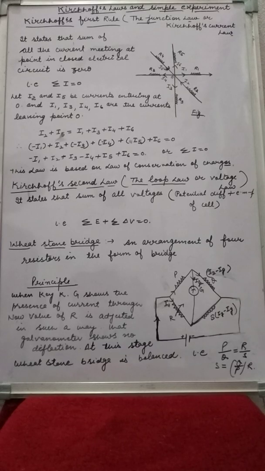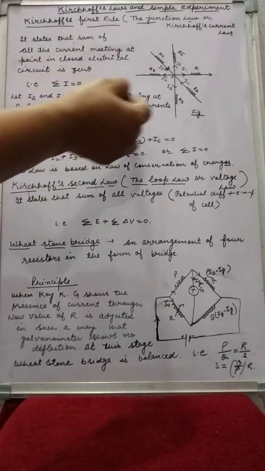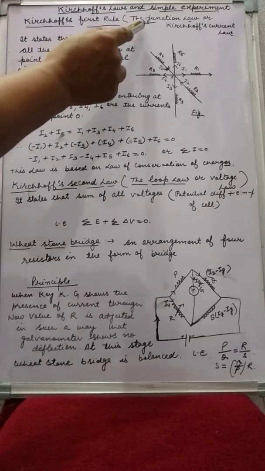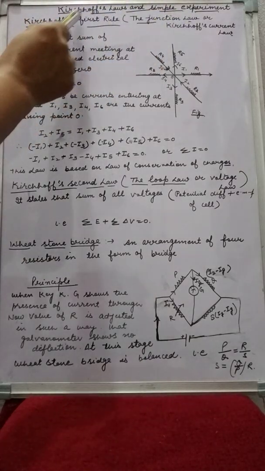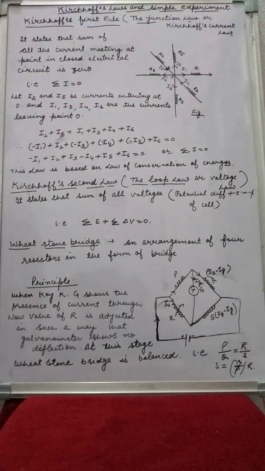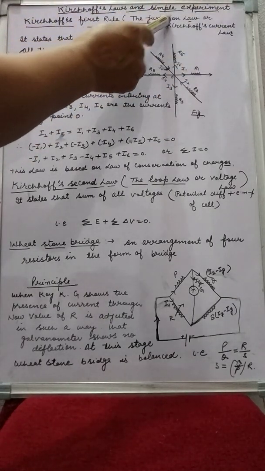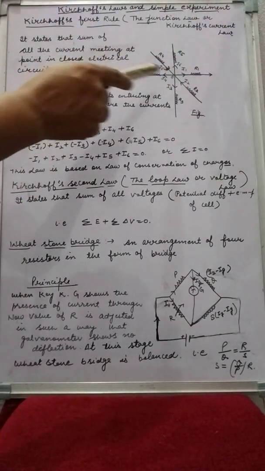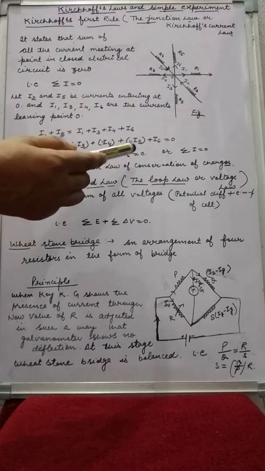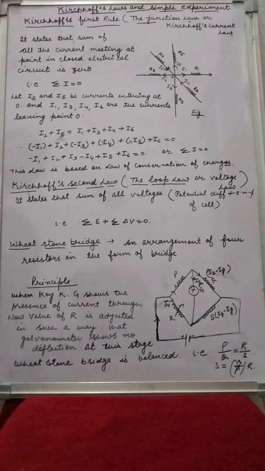Now this law, Kirchhoff first law, is also called the junction law. This is very important: Kirchhoff first law is called the junction law or Kirchhoff current law. And this law is based on the law of conservation of charge, meaning in this law charge remains conserved.